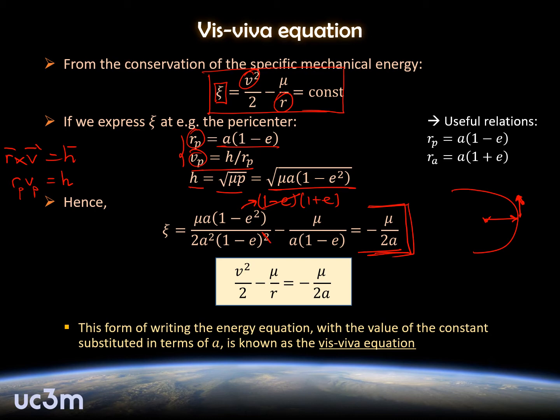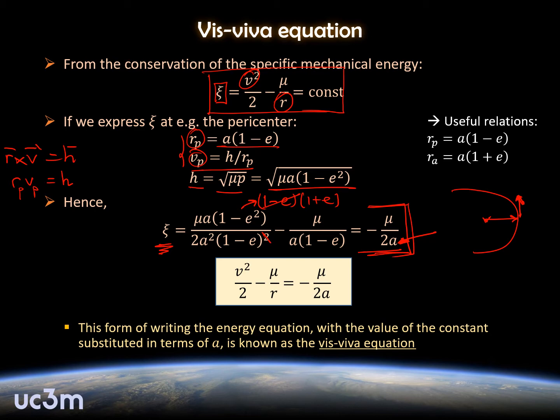When a is positive, clearly the energy is negative, which is the case for the ellipse, so it makes sense. And when a is negative, the case for the hyperbola, the energy is positive. When a goes to infinity, the limit case of the parabola, the energy is equal to 0. One of the interesting things of this formula is that it shows that the mechanical energy depends only on the semi-major axis. There is no dependency whatsoever on the eccentricity of the orbit.